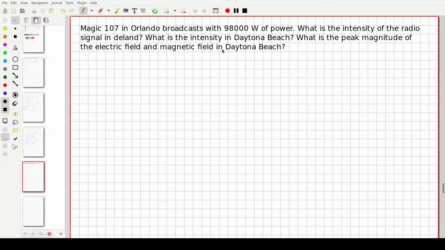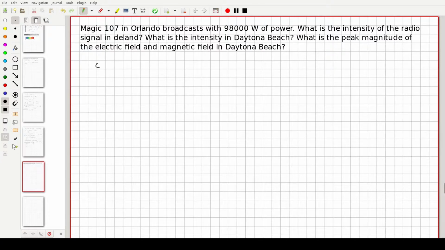Now, as an example, let's take a look at this. Right down the road, we have Magic 107. It's Orlando. It broadcasts with 98,000 watts of power. What I'd like to know is what's the intensity of this radio signal in DeLand, what's the intensity in Daytona Beach, and what's the peak magnitude of the electric field and the magnetic field in Daytona Beach.